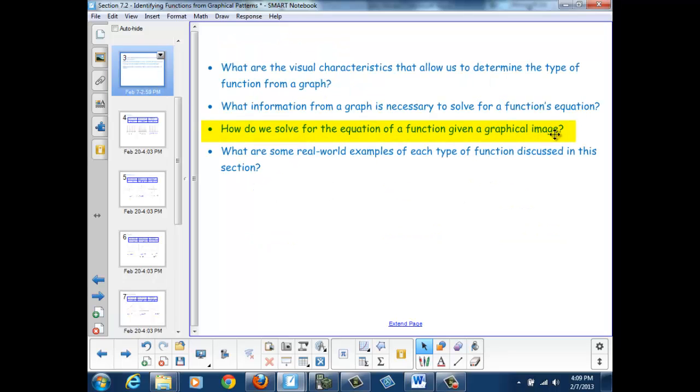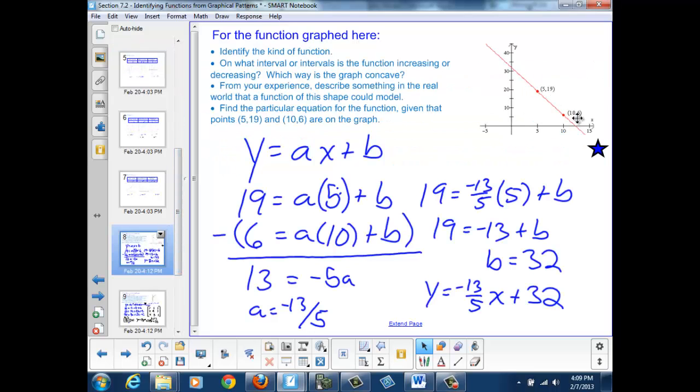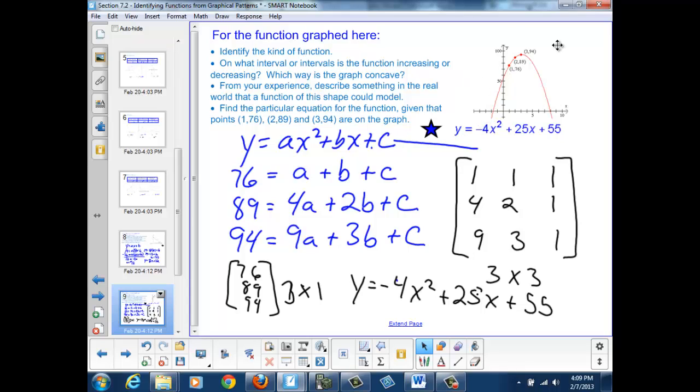How do we solve for the equation given a graphical image? Well, in each case, we're going to use the same technique to start with. We'll take the information from the graph, the points on the graph, and place them into our general equation, creating a system of equations with unknowns. Then we solve that system either through elimination or substitution. In the case of the quadratic form equation, when we have a system of 3 equations with 3 unknowns, using matrices is probably the most efficient way to determine our 3 unknowns a, b, and c.